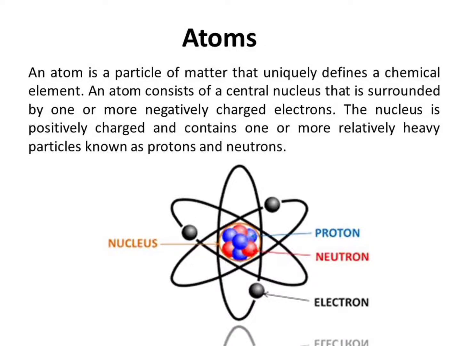Atoms. An atom is a particle of matter that uniquely defines a chemical element. An atom consists of a central nucleus that is surrounded by one or more negatively charged electrons. The nucleus is positively charged and contains one or more relatively heavy particles known as protons and neutrons.